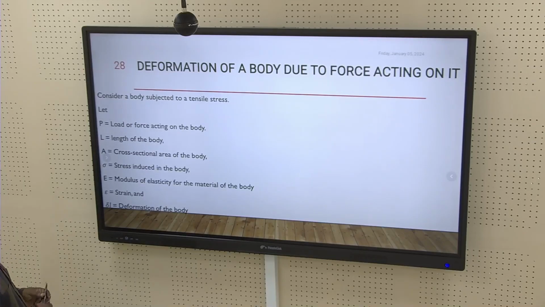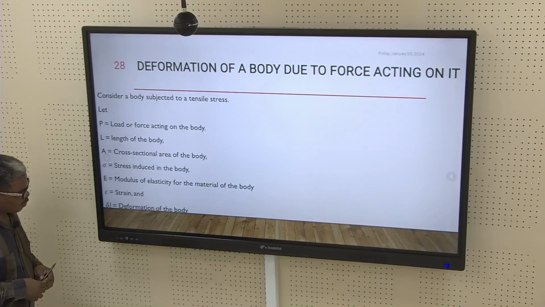Now, deformation of a body due to force acting on it. Consider a body subjected to a tensile stress. Let P be equal to the load or force acting on the body, L the length of the body, A the cross-sectional area of the body, and σ the stress induced in the body. E is the modulus of elasticity for the material of the body, and δL the change of length, or deformation of the body.